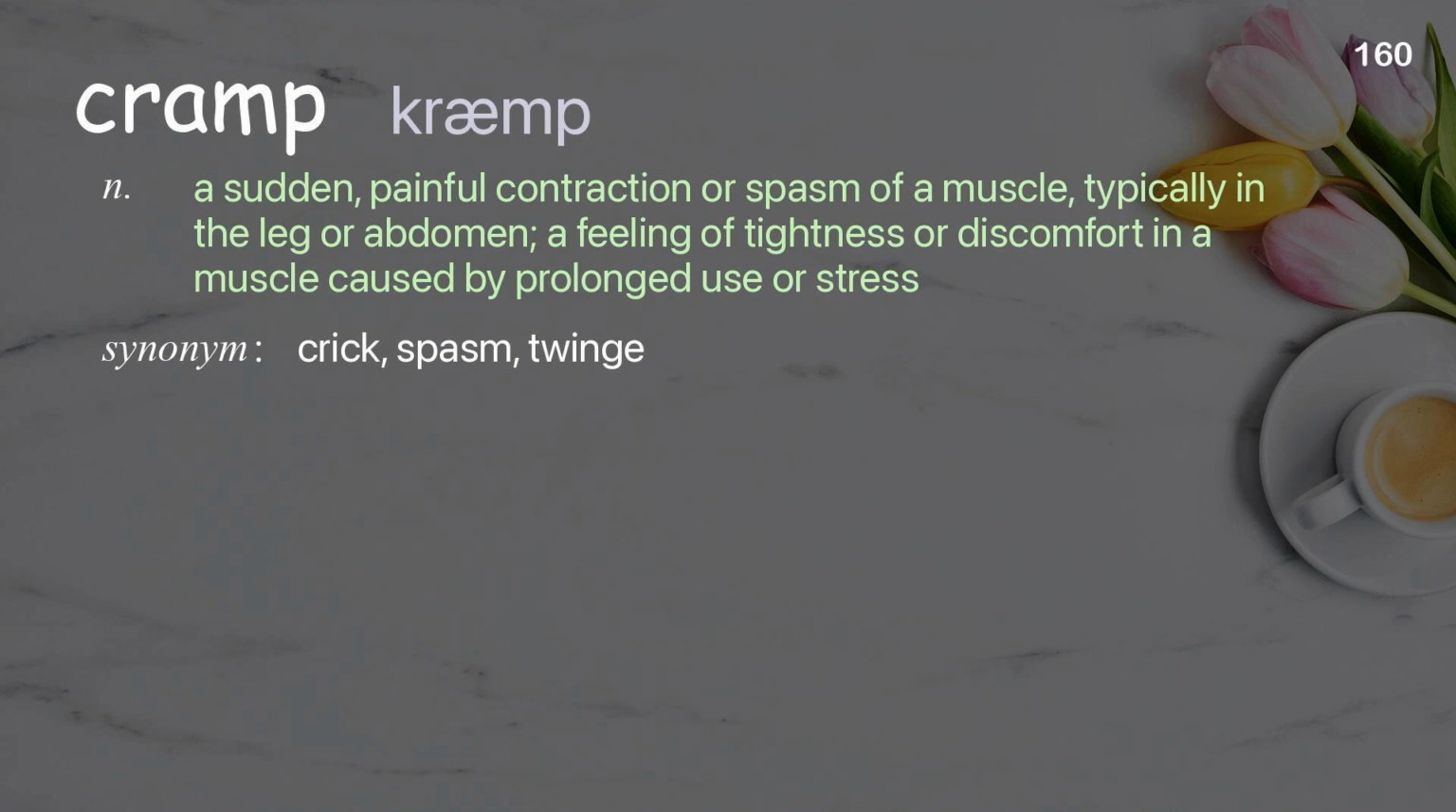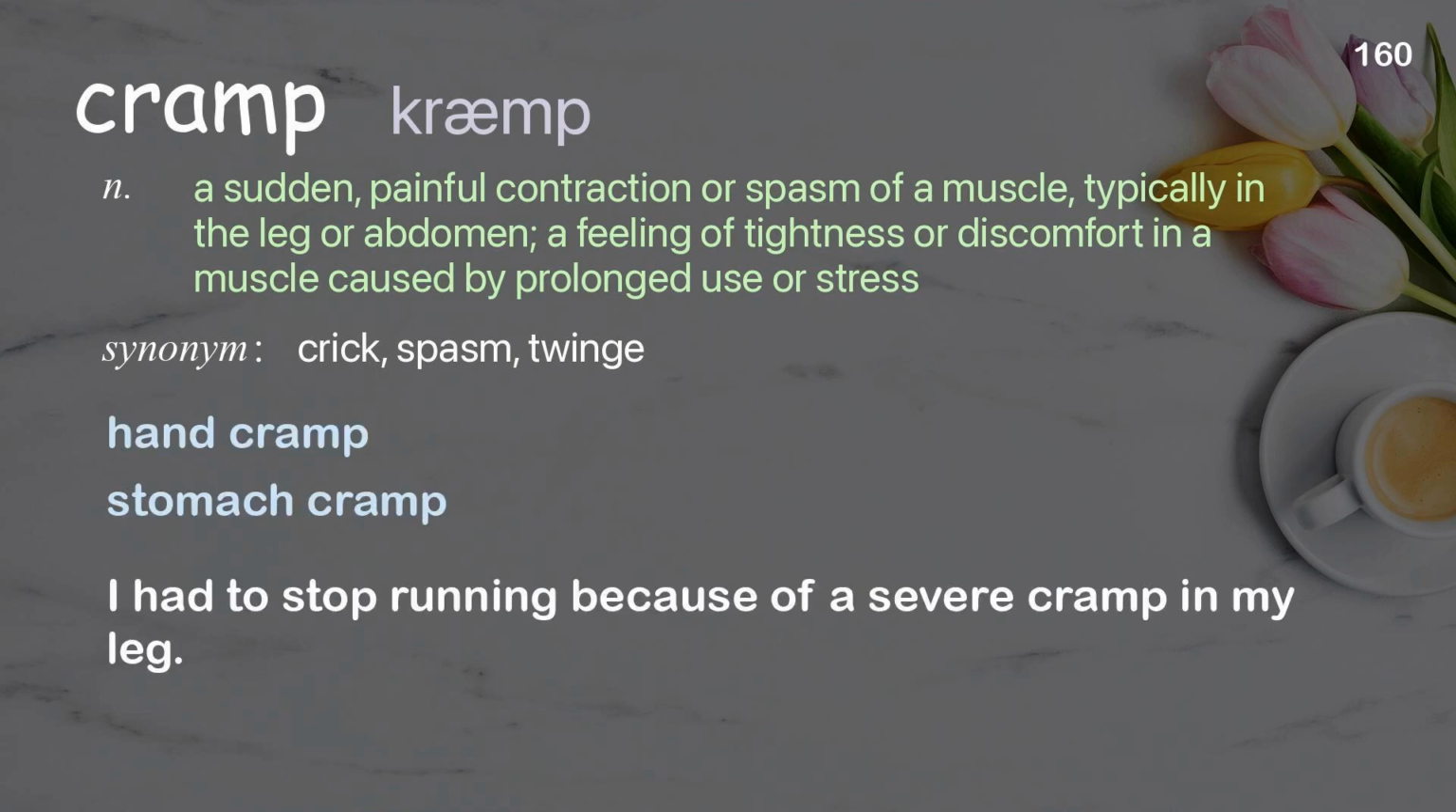Cramp. A sudden, painful contraction or spasm of a muscle, typically in the leg or abdomen, a feeling of tightness or discomfort in a muscle caused by prolonged use or stress. Examples: hand cramp, stomach cramp. I had to stop running because of a severe cramp in my leg.